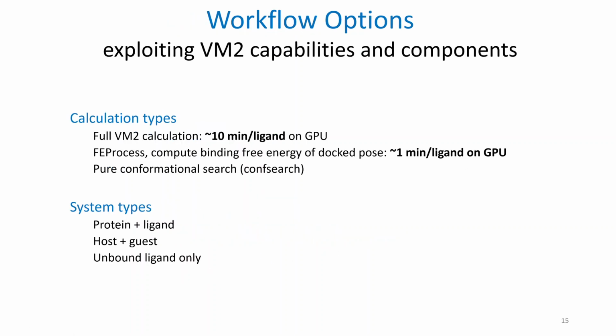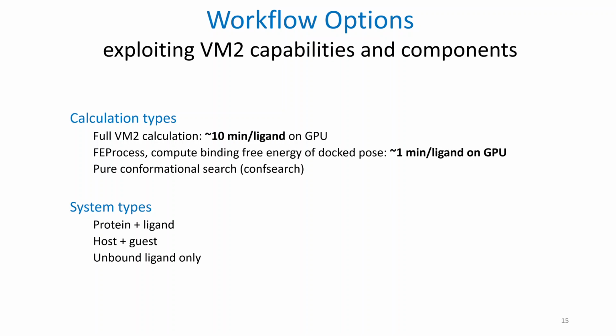The workflow actually offers a number of interesting options that point to some of the special capabilities of the Mining Minima approach. The calculations I've been talking about so far are so-called full VM2 calculations. Here you start with some pose, you then search around it. You do the same for the protein and the ligand. You do a comprehensive search of the energy surface as defined within your live set. And that can take around 10 minutes per ligand if you're using a GPU.